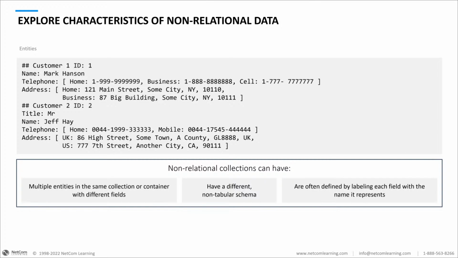So you'll see how it's just kind of a free-for-all. You put the data in and it just goes to town and stores all the data. Also, a non-relational collection has different non-tabular schemas, and fields are often defined by different labels, which each field in the name represents. So in this case, cell or mobile or home or business or whatever that we define the fields in that table to be.